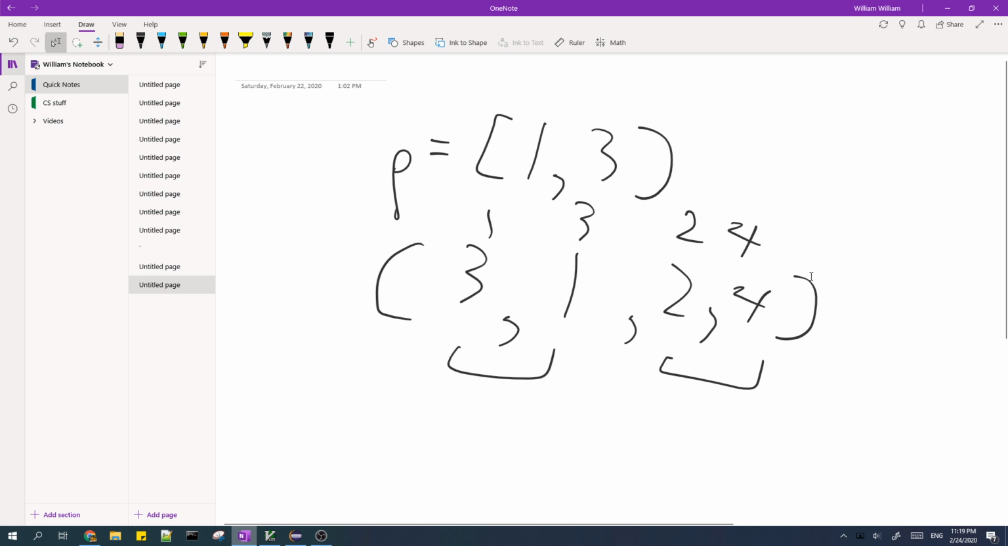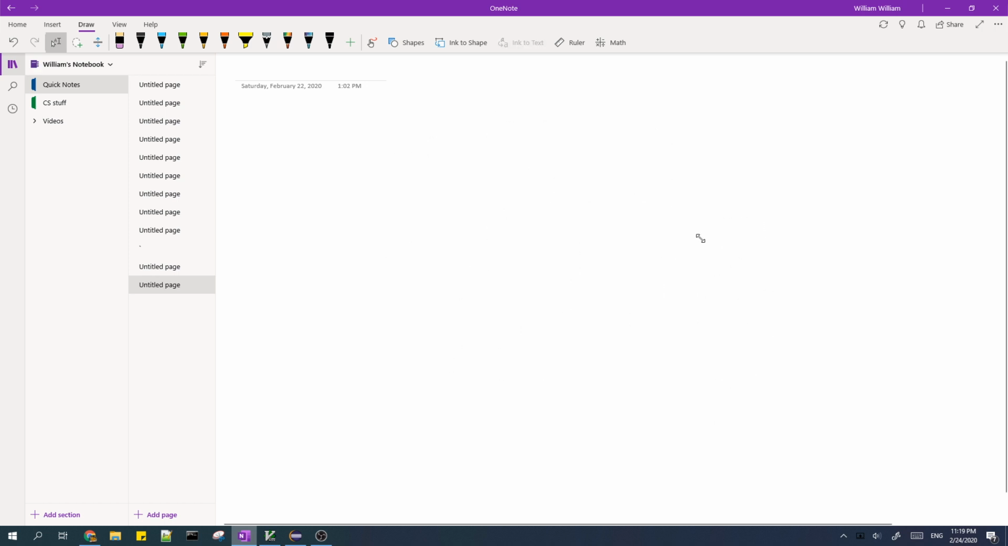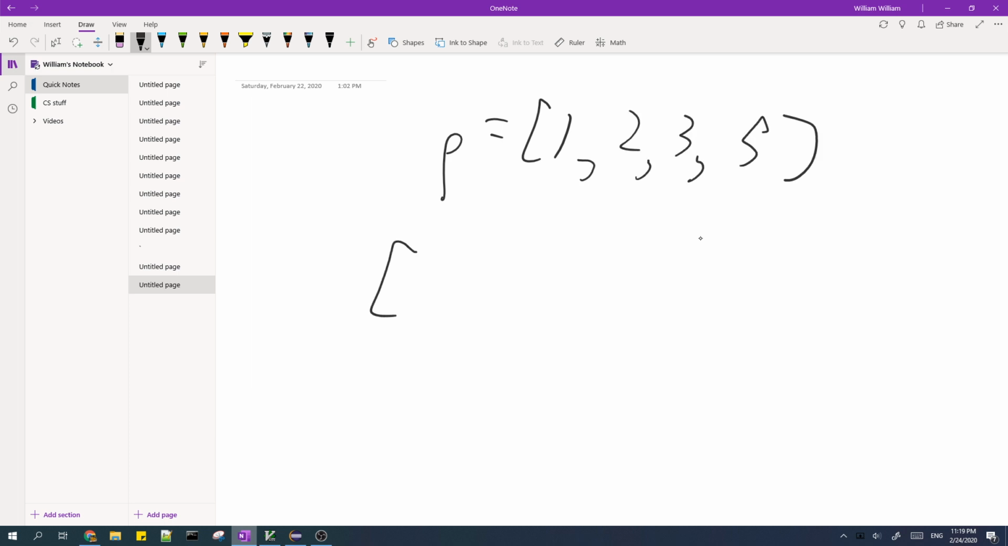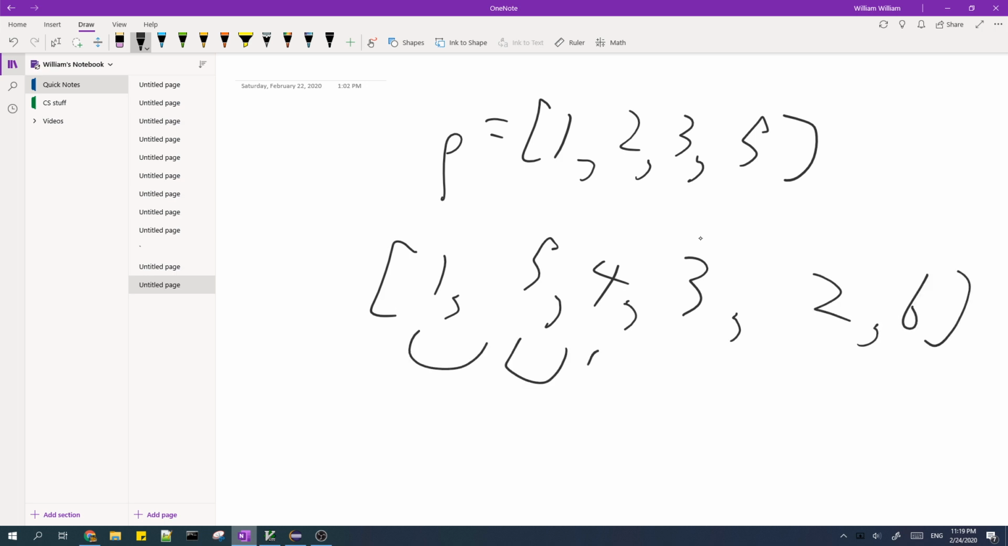But what if the pairs are adjacent to each other? So maybe we have P equal to 1, 2, 3, and 5. And then our array will be 1, 5, 4, 3, 2, 6. That means you can switch these pairs. And notice that these 3 pairs intersect with each other, but then this pair is on its own, so we can consider it separately.